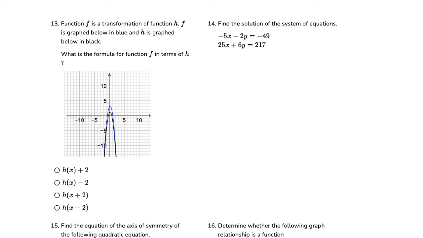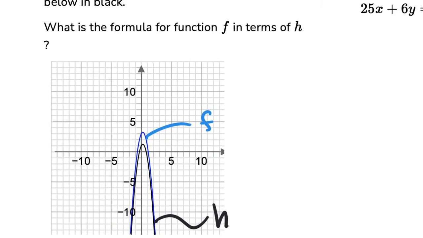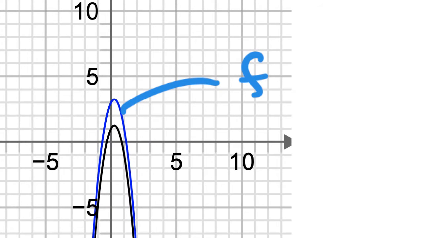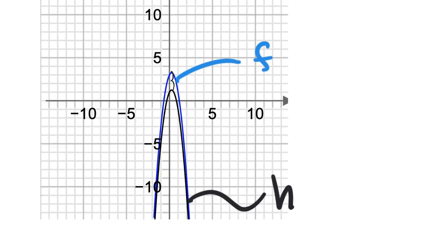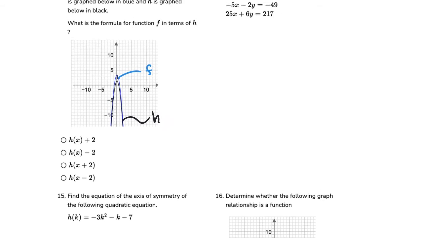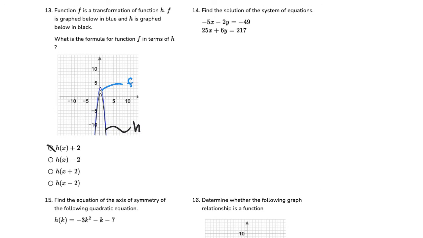Function f is a transformation of h. F is blue. So f is where we started, and it is a transformation of the black one, h. So how has it been transformed? It looks like it's been moved up by 1, 2. So we just got to find one that added 2 to the outside because it slid it up, and outside is our up and down. So we'll choose that guy.